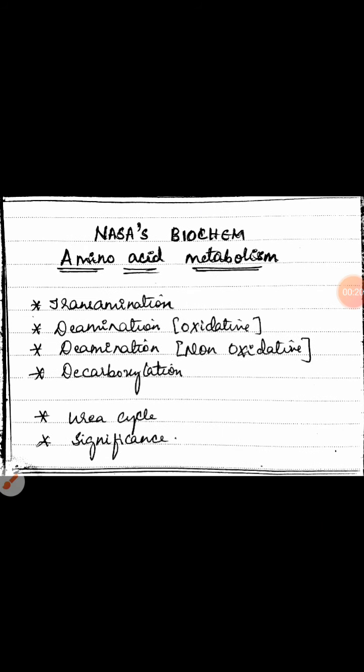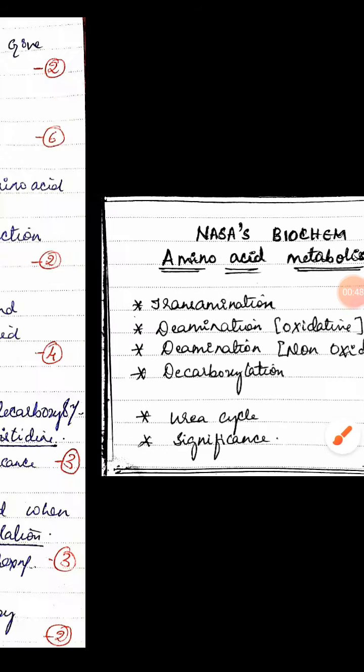Let us deal with the syllabus. Amino acid metabolism has two parts. The first part includes transamination, deamination, that is oxidative deamination, non-oxidative deamination, and decarboxylation. The second part involves the urea cycle and its significance. We are going to deal with the urea cycle and significance in part 2, and in part 1 we are going to deal with the first part of the syllabus.